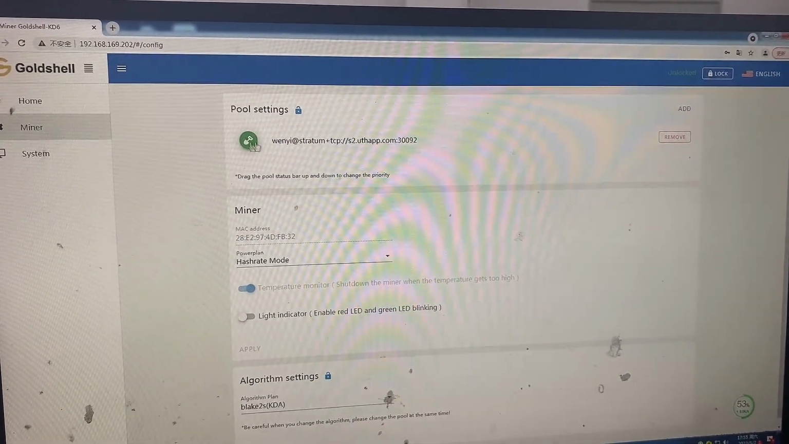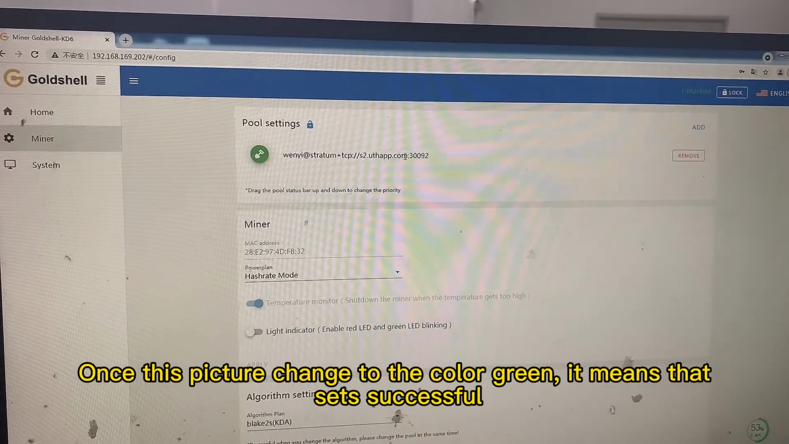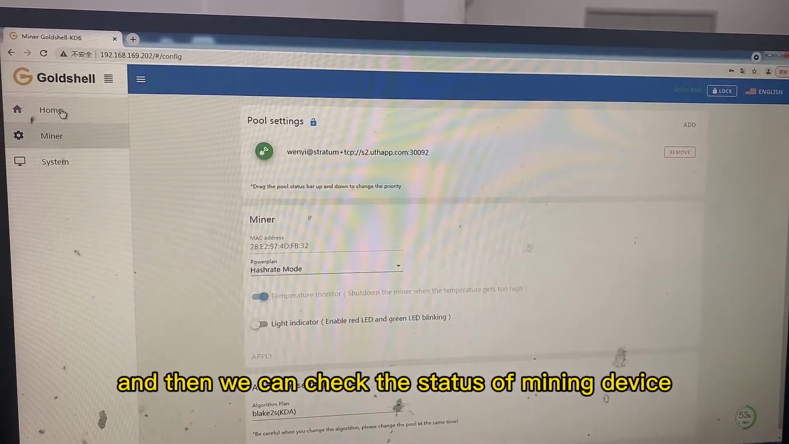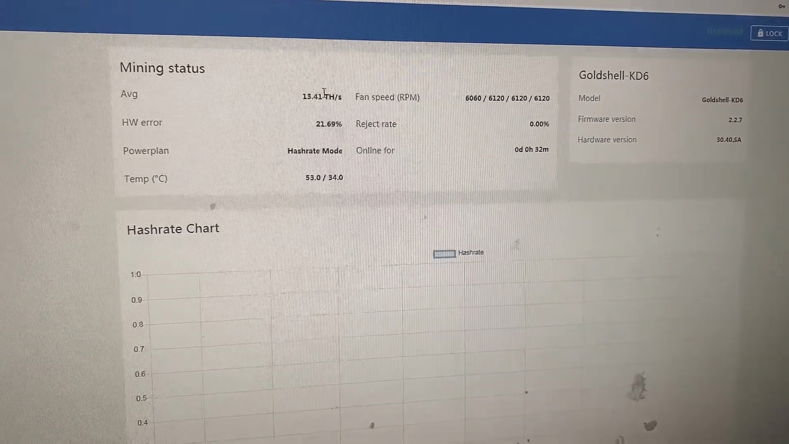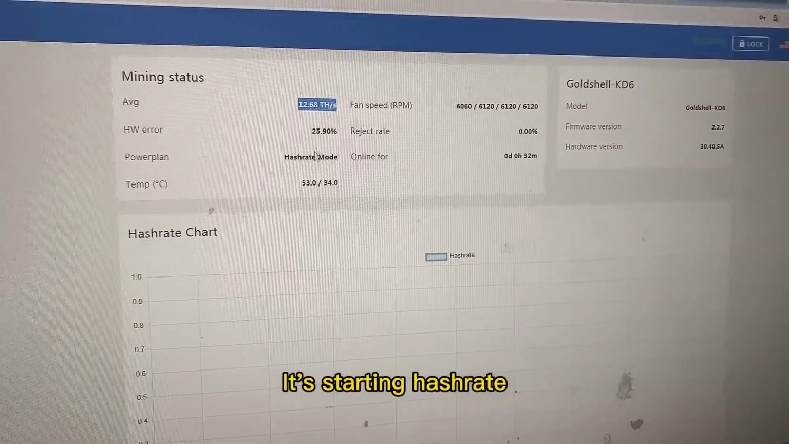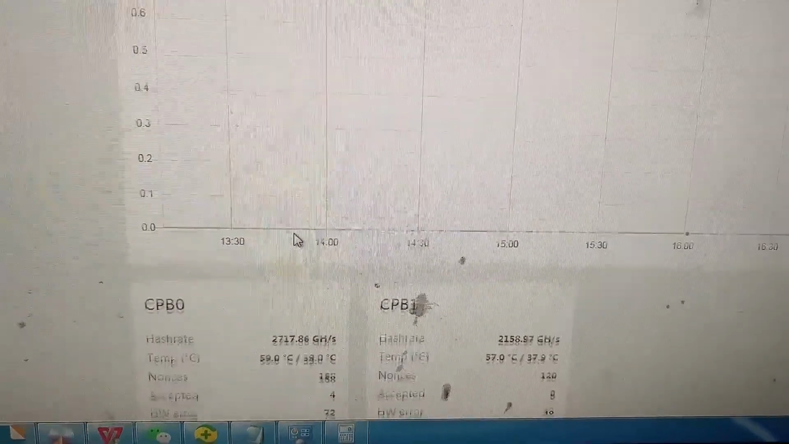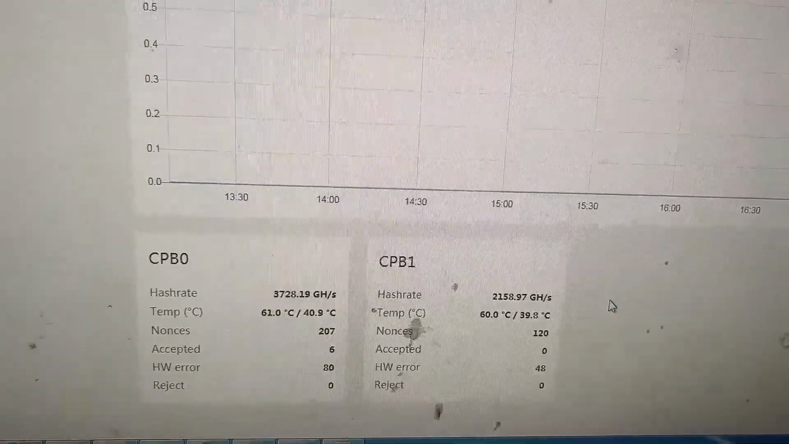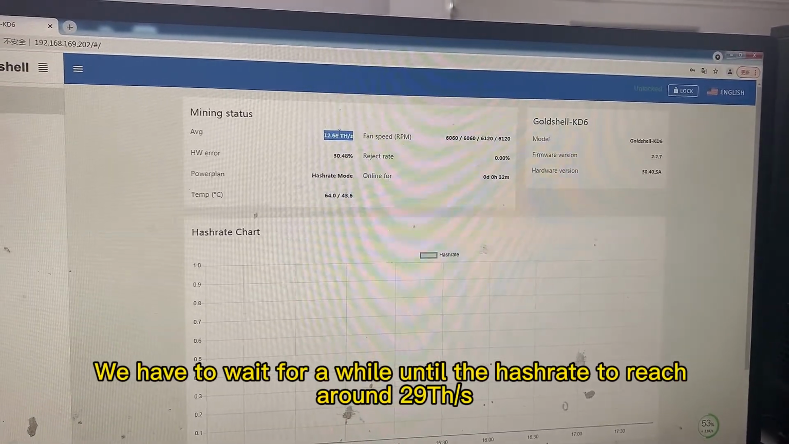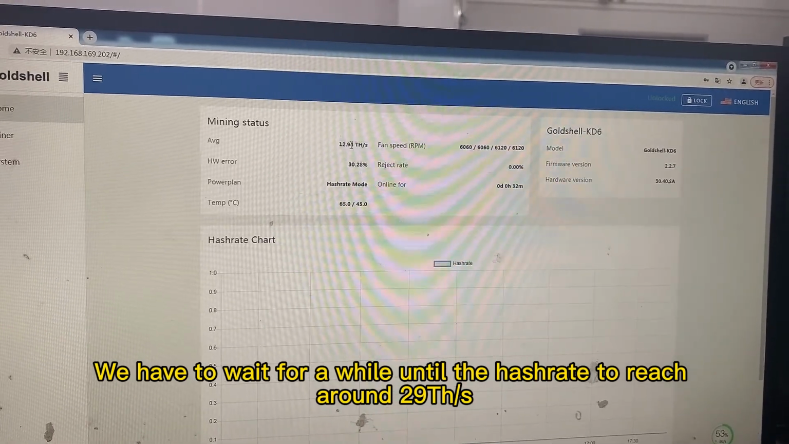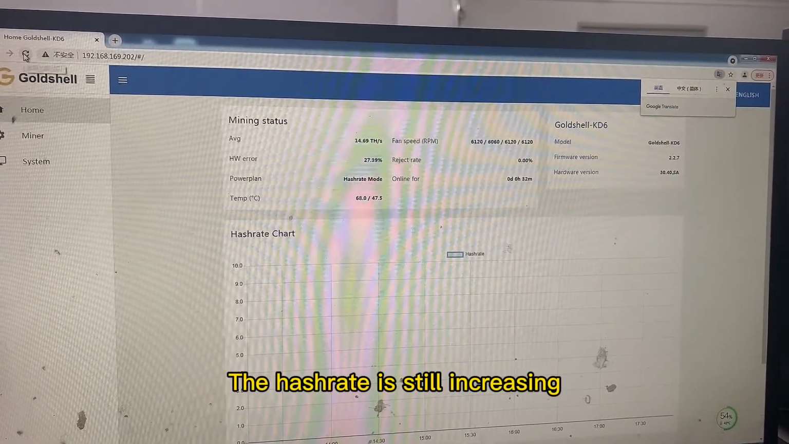We have to wait a second. Once this picture changes to the correct ring, it means it's successful. And then we can check the status of the mining device. It's starting to hash. We have to wait for a while until the hash rate reaches around 20. So you can see the hash rate is still increasing.